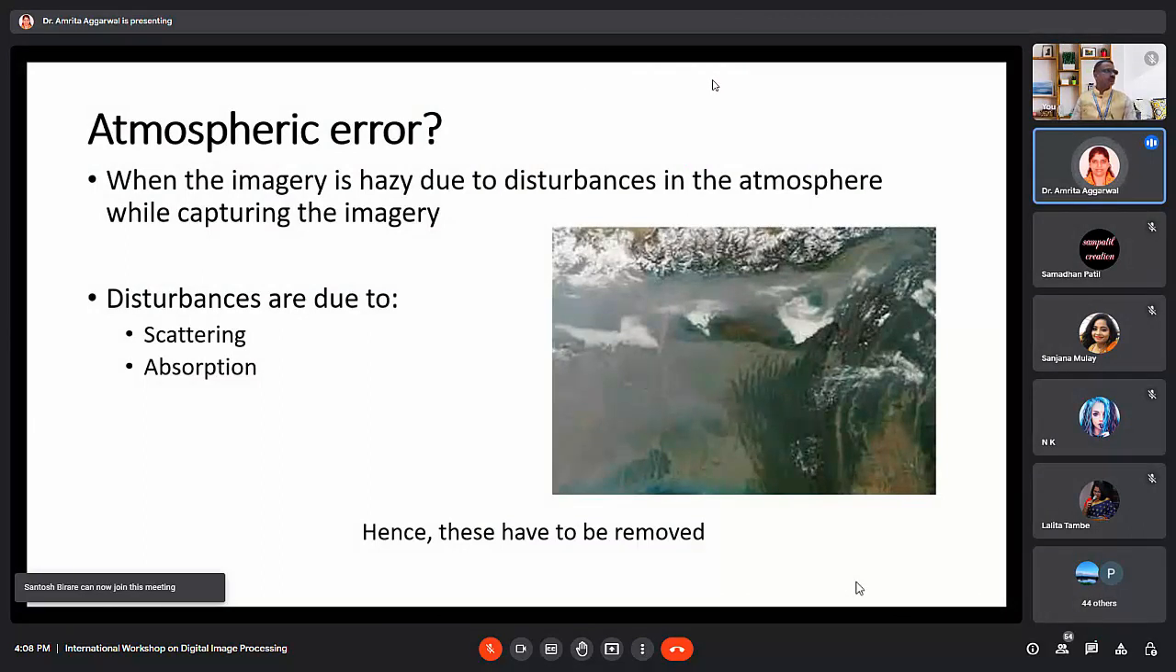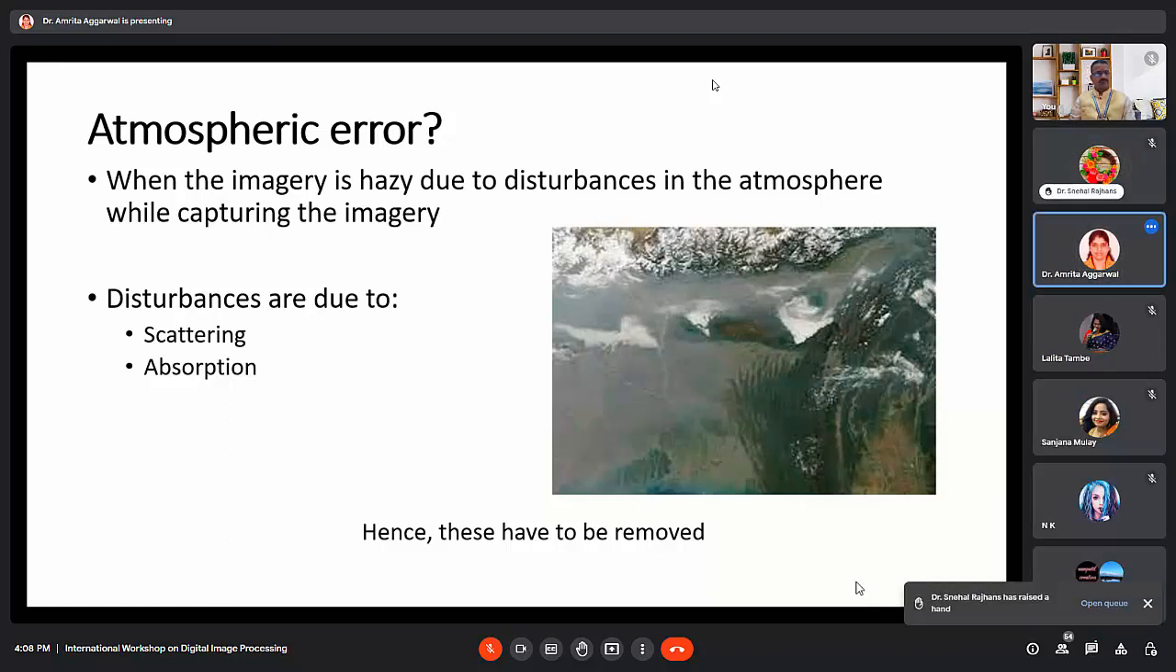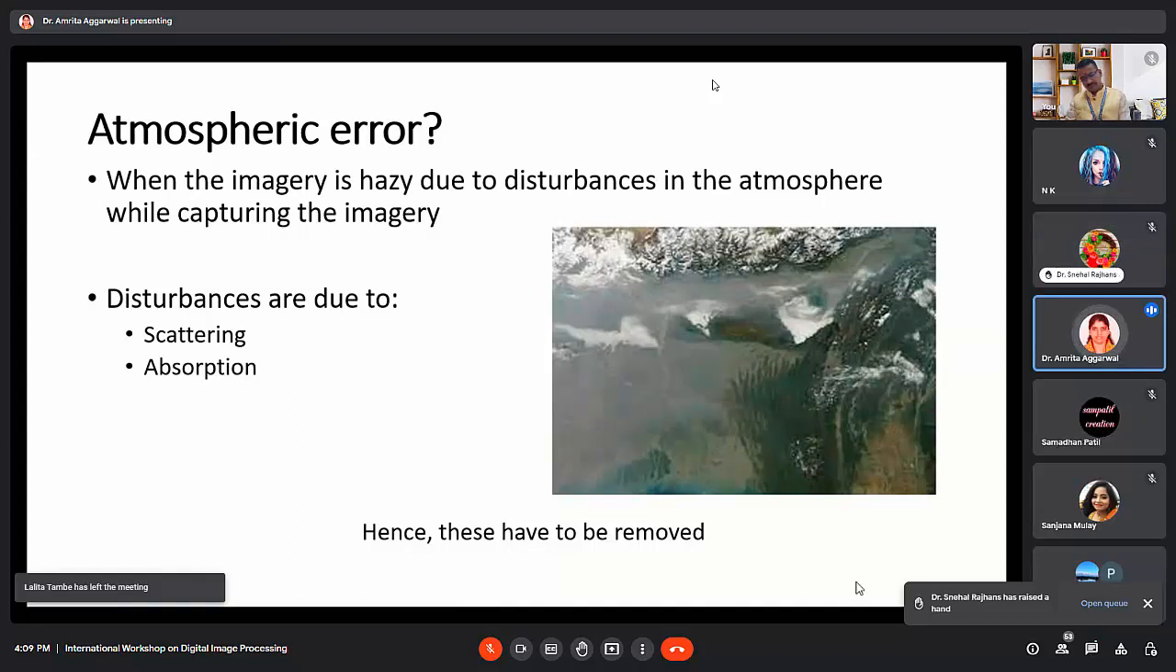Now, scattering is nothing but, because of the different sizes of the various particles in the atmosphere, the light scatters. When this light is scattering, it helps us to get daylight on the earth. But this light cannot be used for reflectance as it does not reach the ground. However, it causes haziness because when there is more light, you cannot capture the imagery.